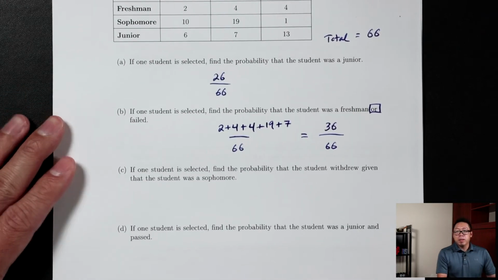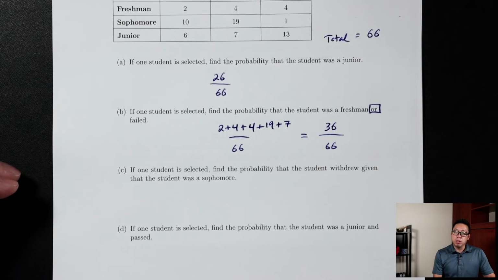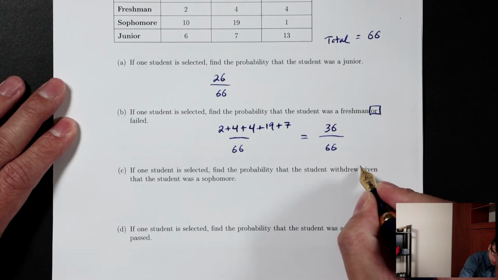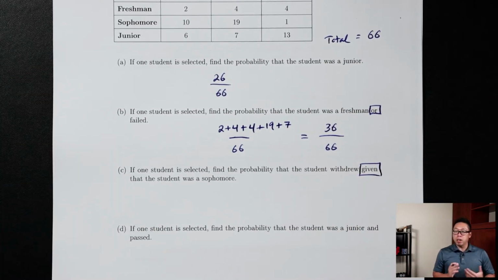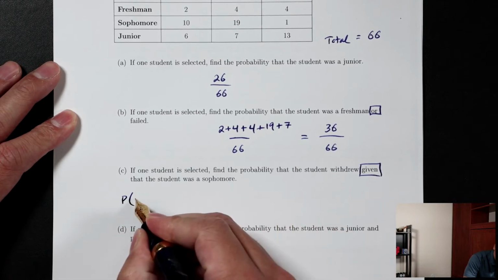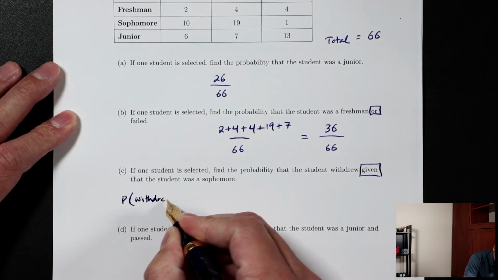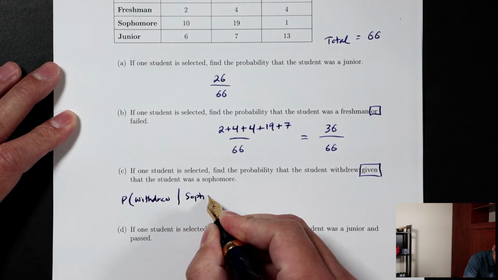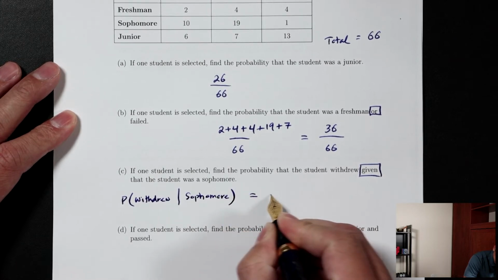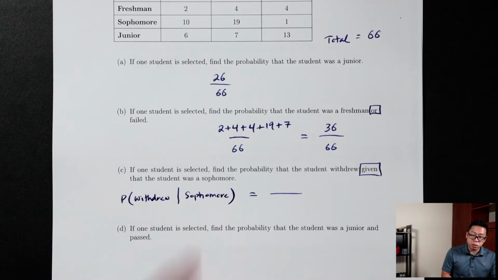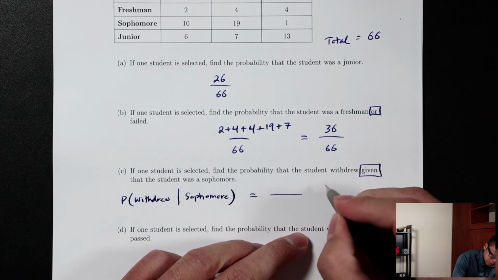Part C, if one student is selected, find the probability that the student withdrew given that the student was a sophomore. Keyword is the word given. So anytime you see the word given, it's telling you to focus on just a smaller part of the table. So in symbols here, we're looking for probability withdrew given sophomore. Okay, this is telling me that I want to focus just on the second part, which is the sophomores, for the top and the bottom of the fraction.